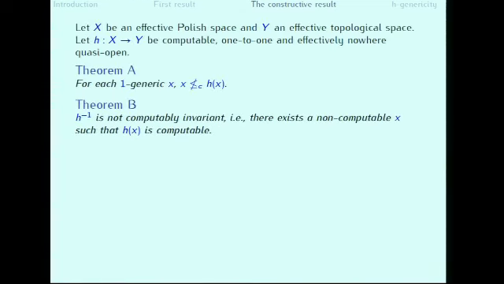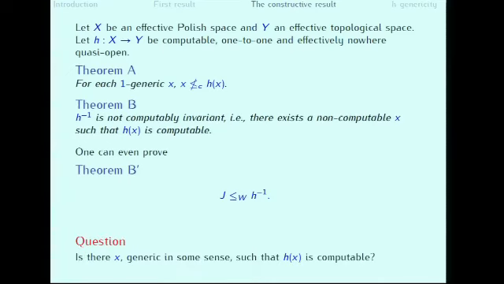Okay, so we have this theorem, and we can go a bit further. We can prove this theorem that actually the inverse of H is, well, the jump operator is reducible to H^{-1}, which means that we can encode the jump into H^{-1}.